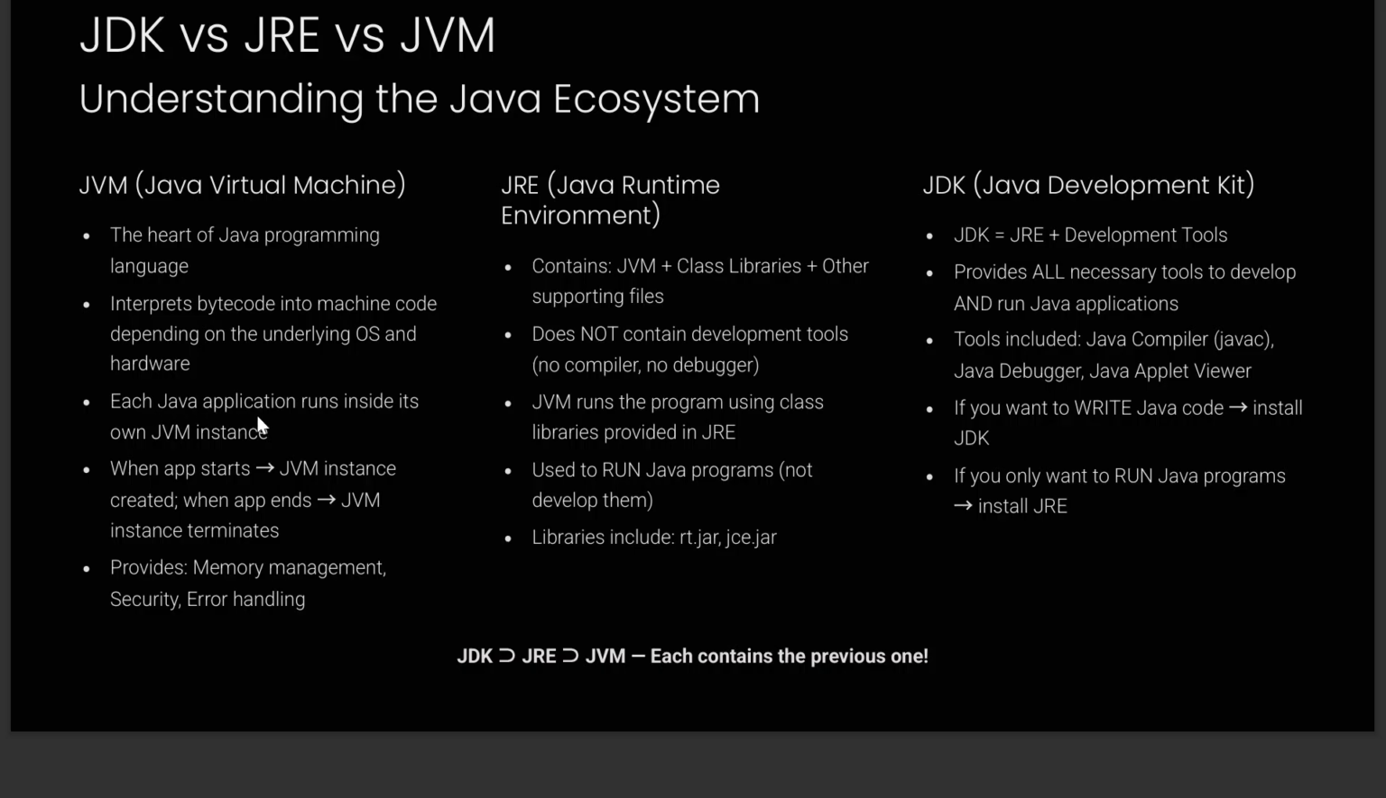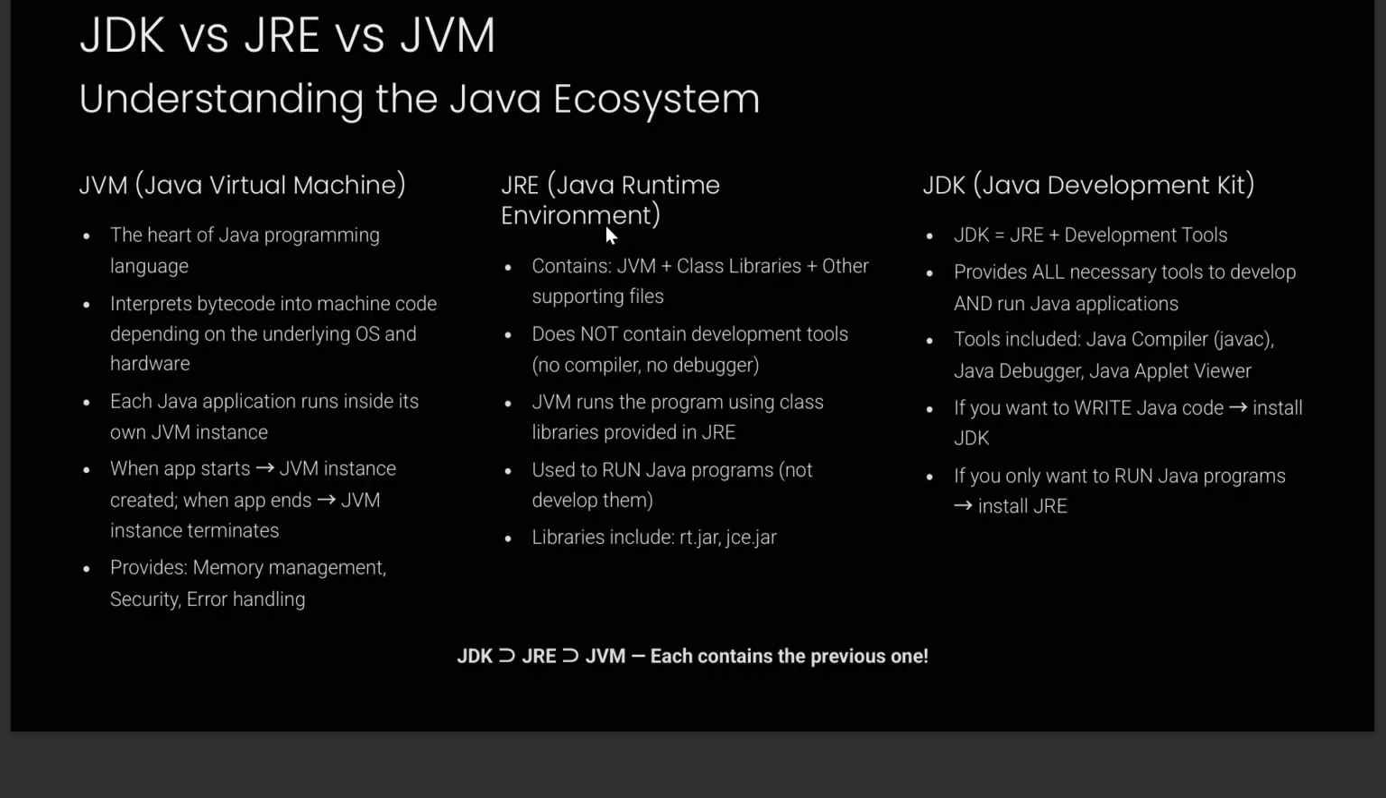Okay. Now each Java application runs inside its own JVM instance. So for every Java application, there is a new instance of JVM created. This is a very important point. When the application starts, the JVM instance is created, and when the application ends, the JVM instance is terminated. It also provides memory management, security, and error handling. So these are the points related to JVM. I hope it is clear.